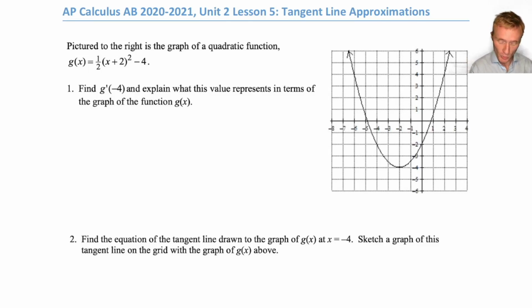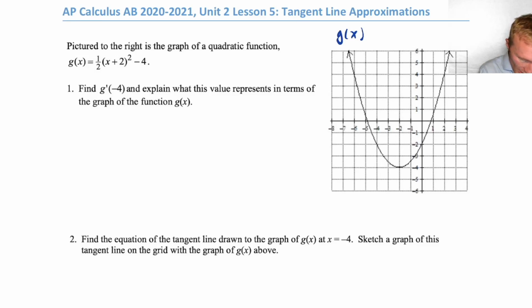And so the function we're going to use is this function g of x. G of x is 1/2 times x plus 2 squared minus 4. And this is going to lead us through the process. Part 1 says find g prime of -4. So find the derivative of this function at -4. Okay, I can do that.